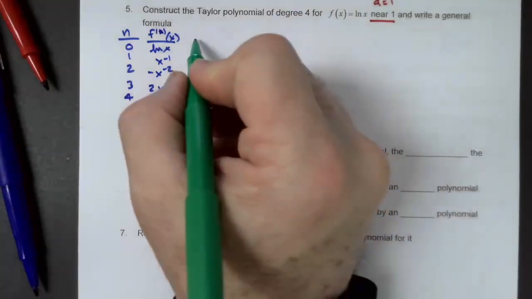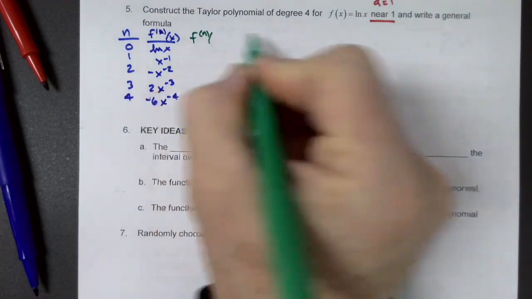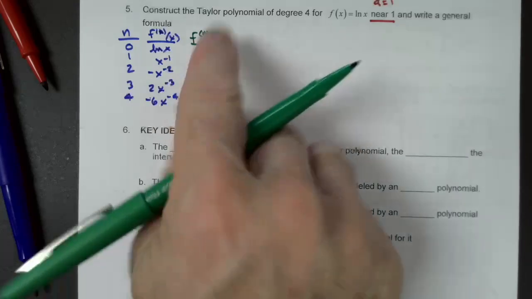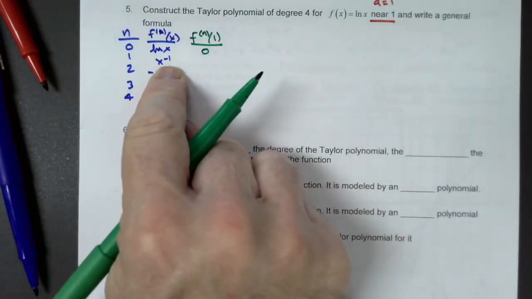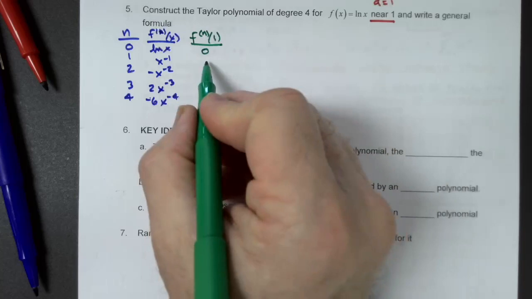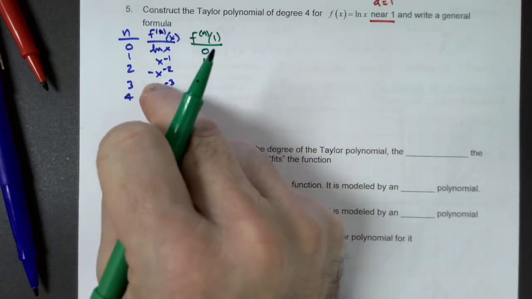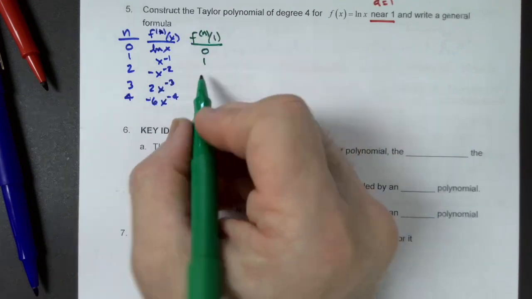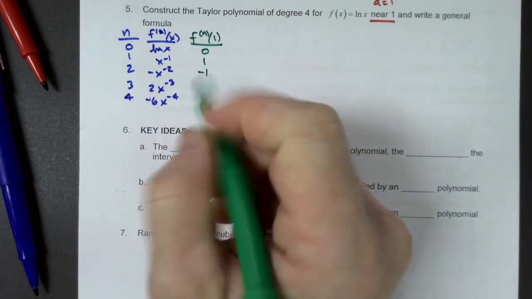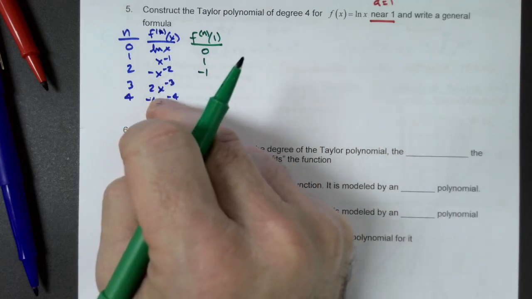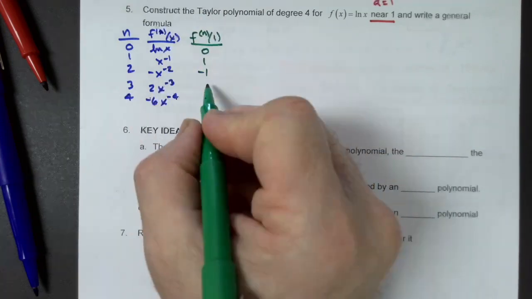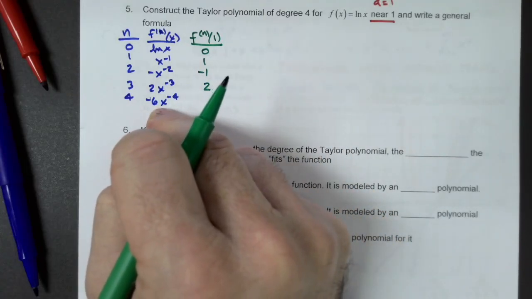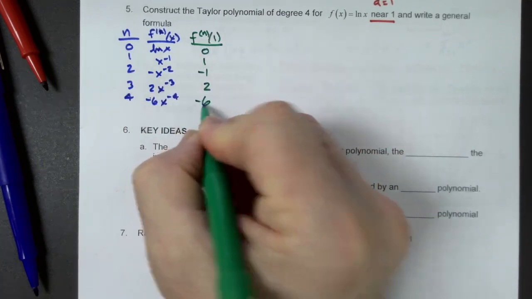Now we're going to evaluate each one of these, not at 0, but at 1 this time. We know the natural log of 1 is 0. The reciprocal of 1 is still 1. Square 1, reciprocal of that, and then the negative would give us negative 1. 1 to the negative third power is still 1, times 2 would give us 2. And then the same thing here. 1 to the negative fourth is 1, but times negative 6 would give us a negative 6.